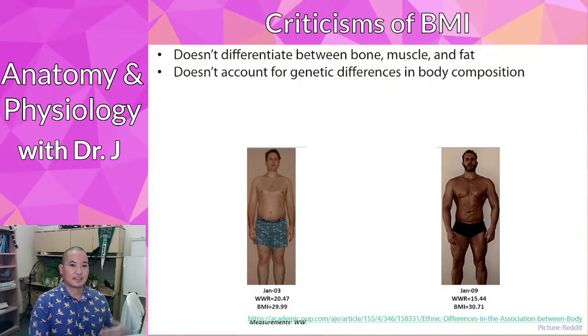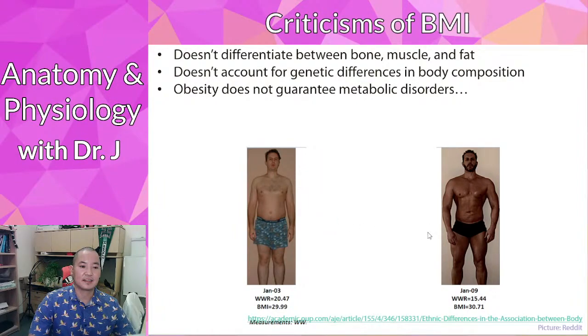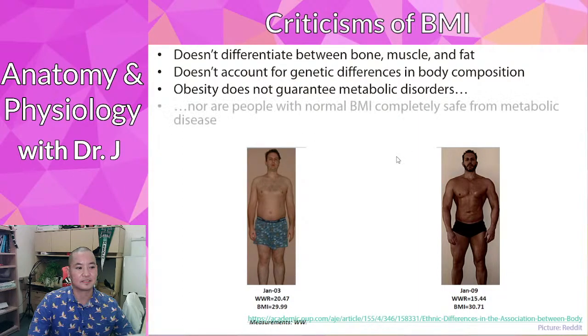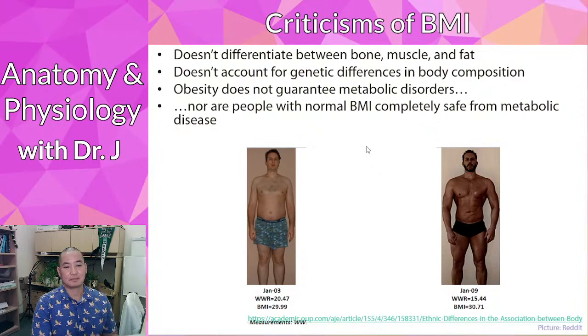If you look at the NIH's definitions of obesity and how it's related to type 2 diabetes mellitus risk, different groups have different cutoffs for when you say they might have an increased risk of diabetes mellitus. So the thing is that obesity does not guarantee that you will develop diabetes mellitus or other metabolic disorders, nor are people with normal weight or normal BMI completely safe from metabolic disease. So these are two big criticisms of BMI.